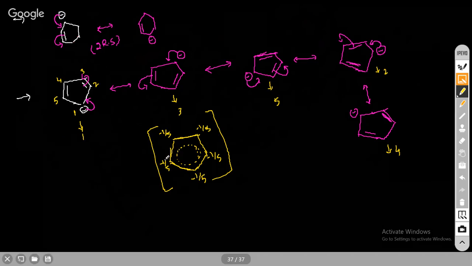Understood this? Why minus 1 by 5? Because we have 5 carbon atoms, right? And the minus 1 charge is distributed among the 5 carbon atoms equally in all these resonating structures. Is it clear?